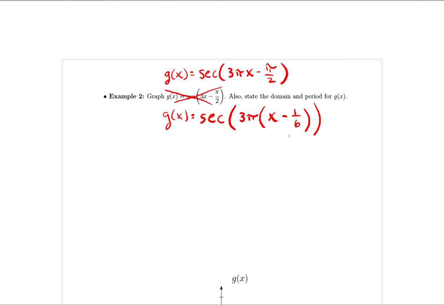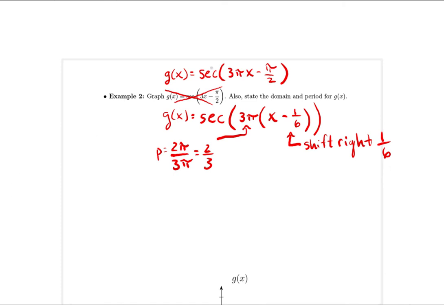So now I can see that this is a shift to the right of 1/6. And then, of course, what's the 3 pi telling me? We know that the period is 2 pi over 3 pi, so the period is 2/3. All right, and then let's do the domain as well before we go to graph this thing.